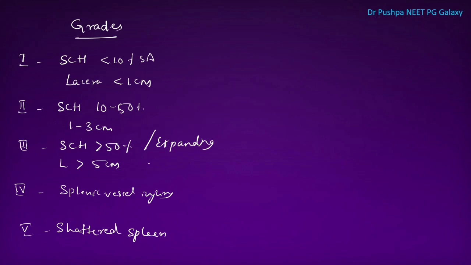The management depends on the grades of splenic injury. In grade 1 and grade 2, if patient is hemodynamically stable, the investigation of choice is CECT. And we should manage conservatively. We should monitor vitals and we can conduct serial CECTs every 24 hours. In stable patient, the investigation of choice is CECT.